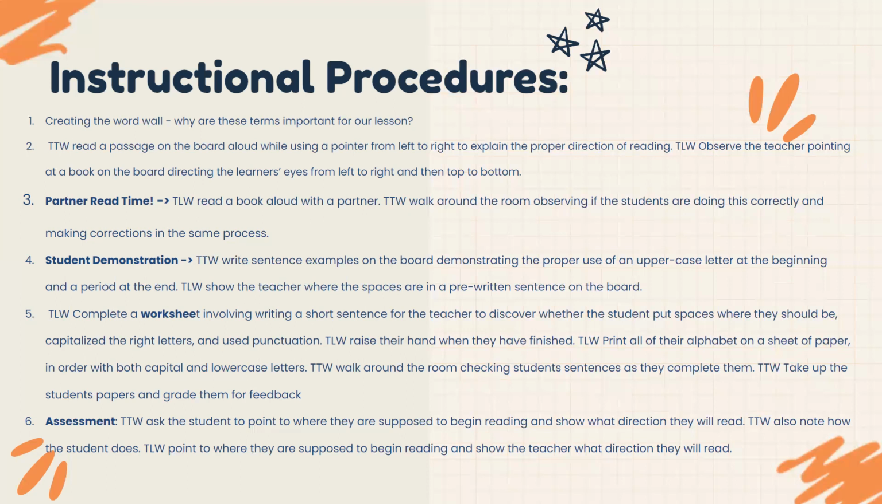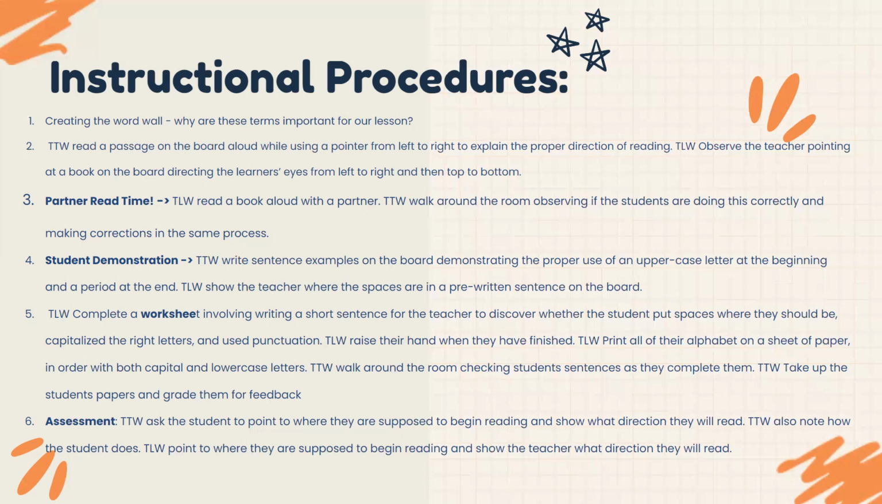Number 5, the learner will complete a worksheet involving writing a short sentence for the teacher to discover whether the student put spaces where they should be, capitalize the right letters, and use punctuation. The learner will raise their hand when they have finished. The learner will print all of their alphabet on a sheet of paper in order with both capital and lowercase letters. The teacher will walk around the room, checking student sentences as they complete them. The teacher will take up the students' papers and grade them for feedback.